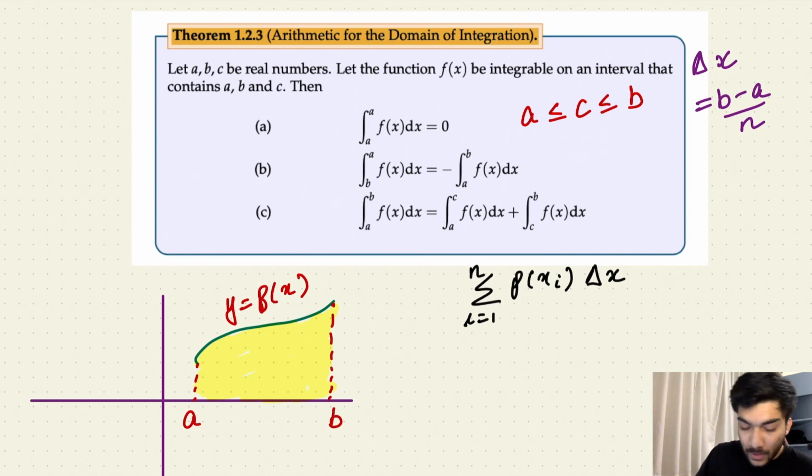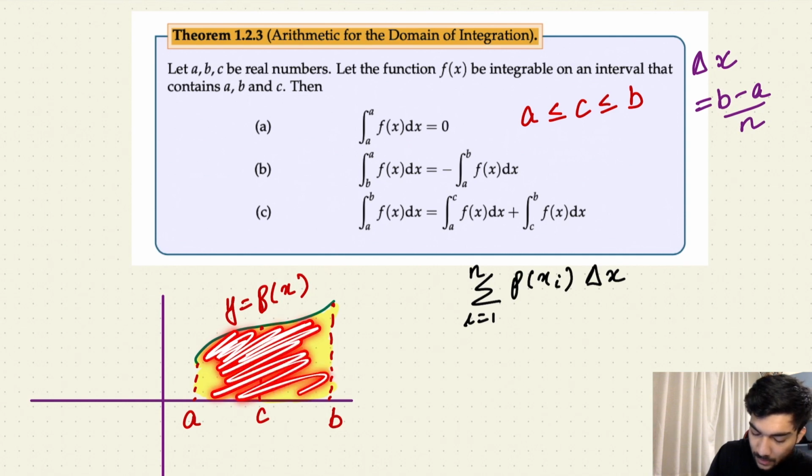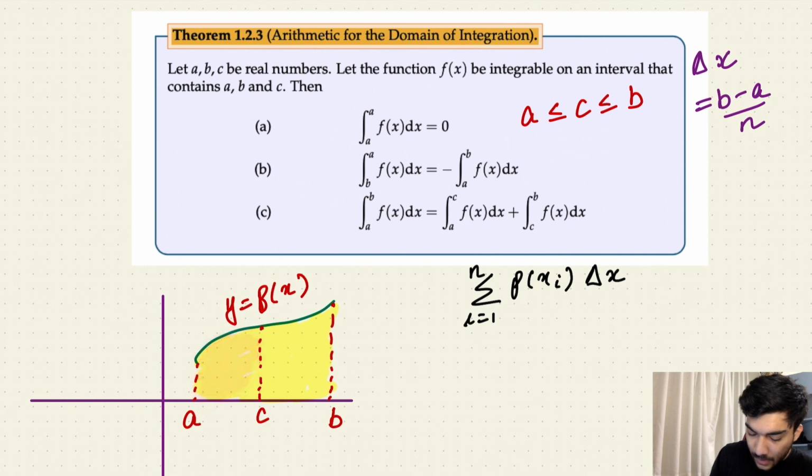So that is the third property, and we can clearly visualize it as well, right? If I have this c over here, which is dividing my interval into two portions, taking the area under the curve from a to b is basically the same as taking the area under the curve from a to c and the area under the curve from c to b and adding both of them together. And that is what we did on the right hand side, as you can clearly see.